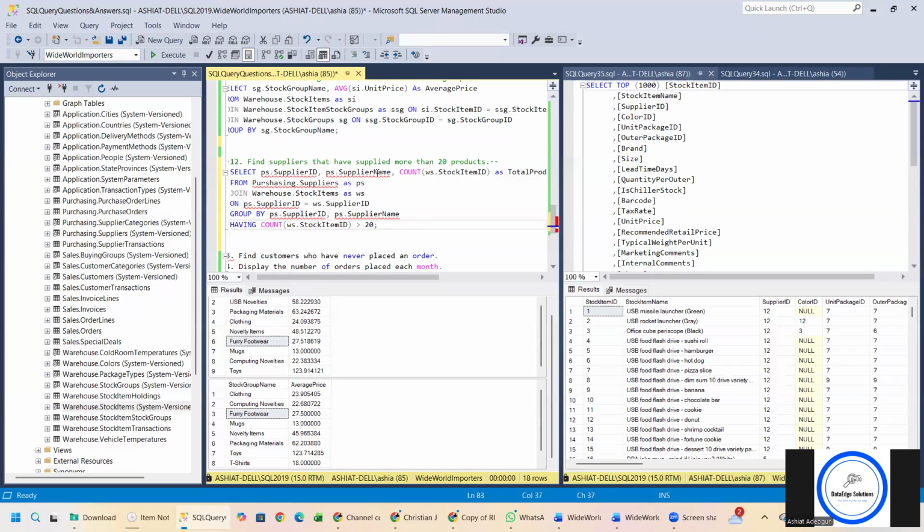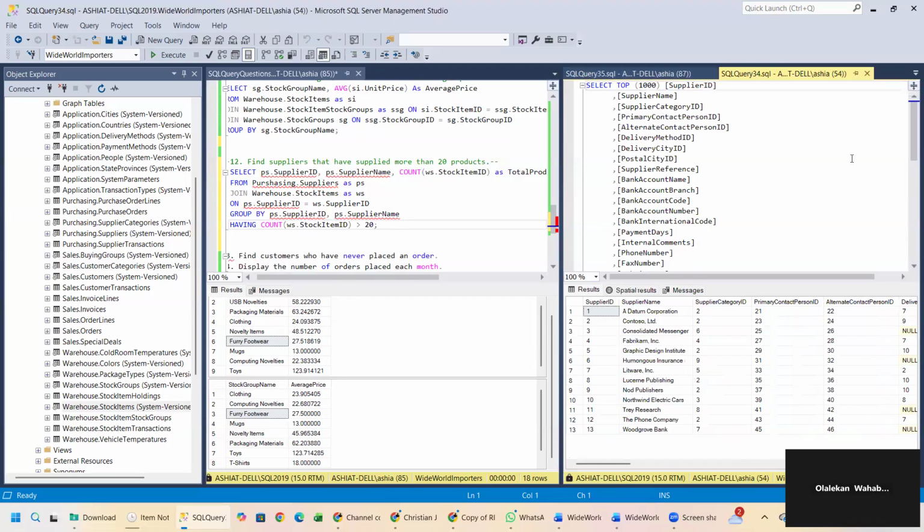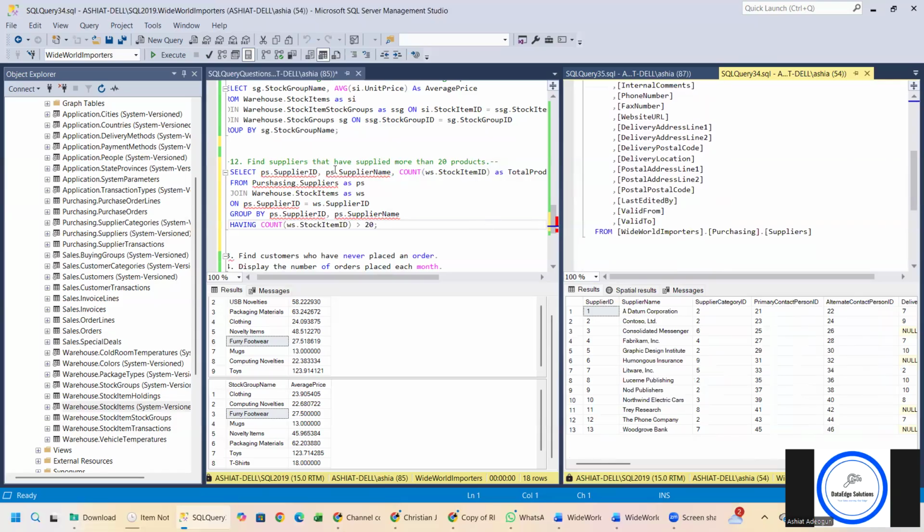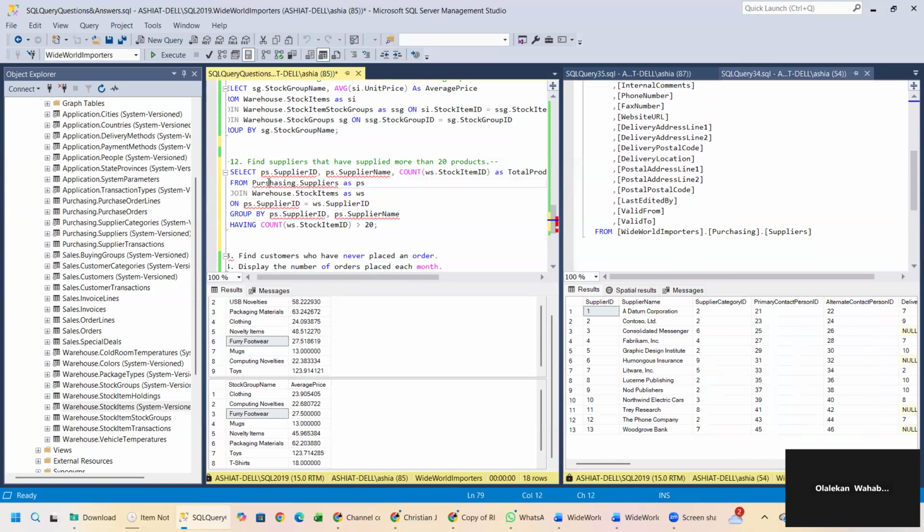There's a mistake in PS, the purchasing. Maybe I did not write it very well. Purchasing supplier, let me check. The S from should not be there. Instead, it should be C, purchasing.